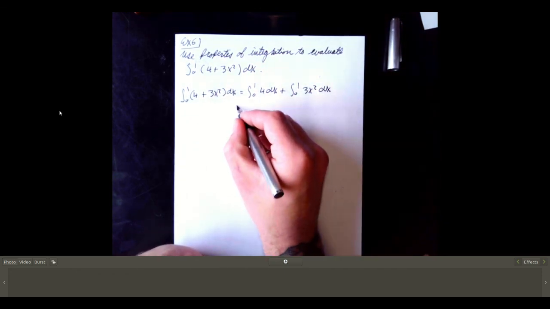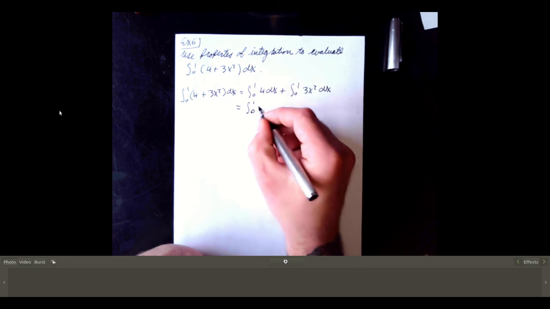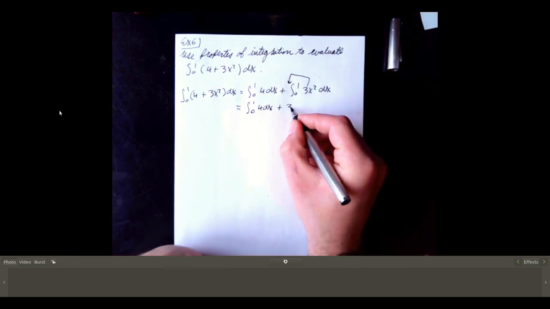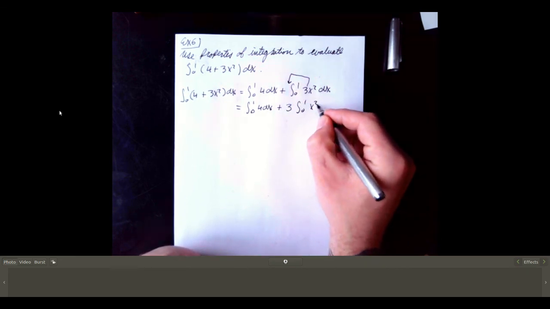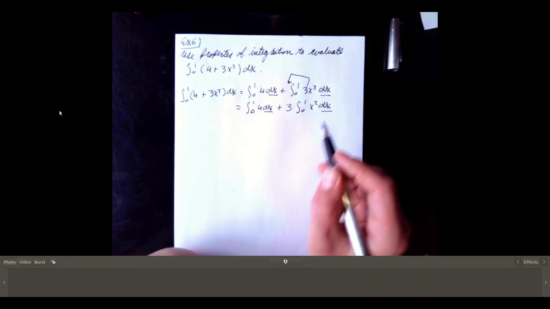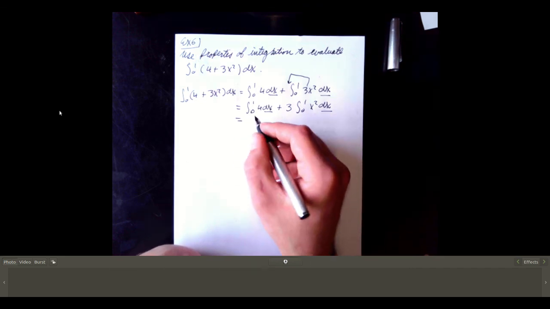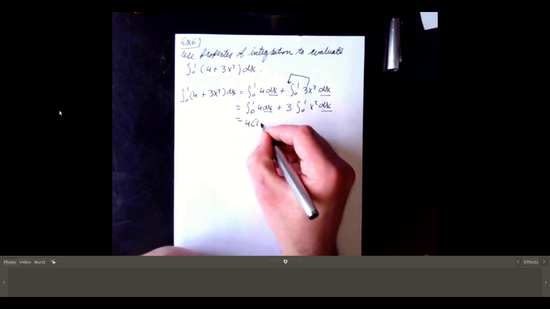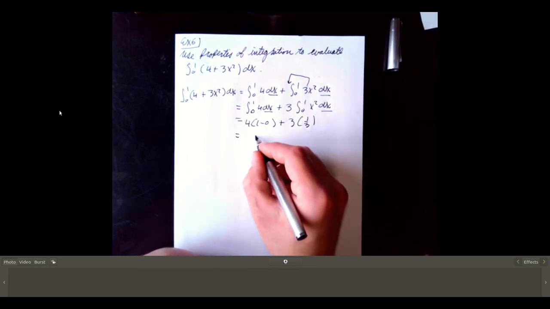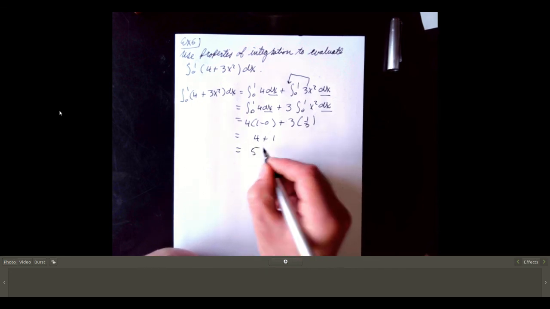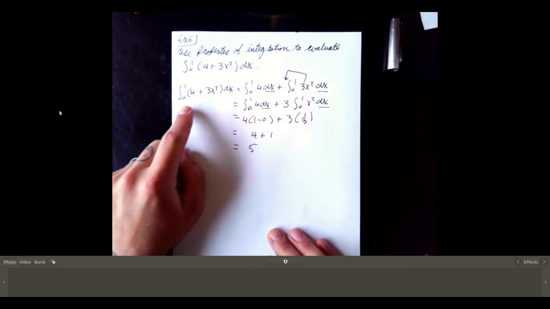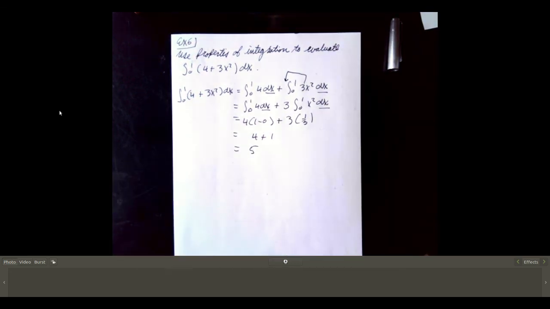We're going to leave this one alone. The integral from 0 to 1 of 4 dx plus, that constant we'll pull up and out, 3 times the integral from 0 to 1 of x squared dx. You need these dx's. Well, using properties from our previous page, this is going to be 4 times (1 minus 0) plus 3 times 1/3, which gives us 4 plus 1, or 5. There are 5 units underneath this curve and the x-axis between 0 and 1.